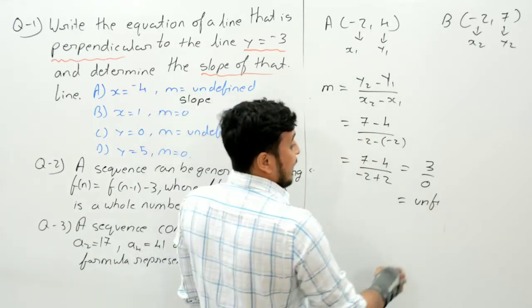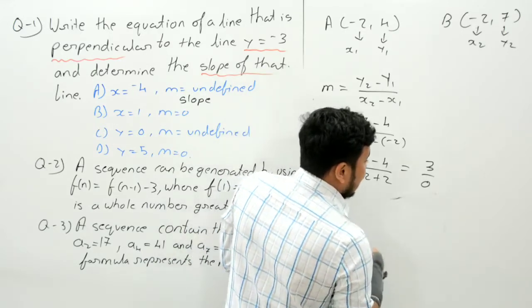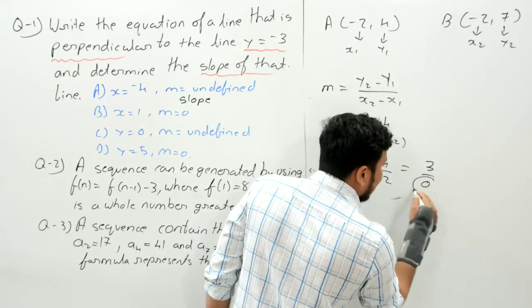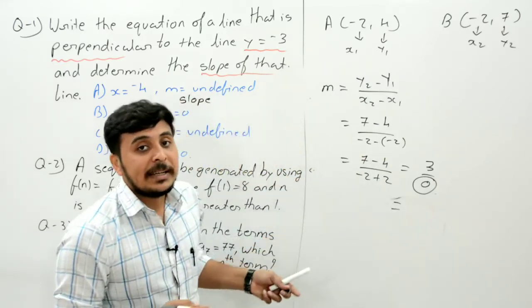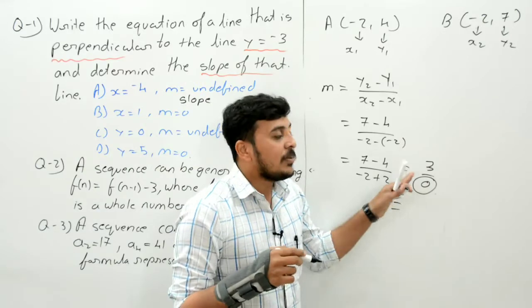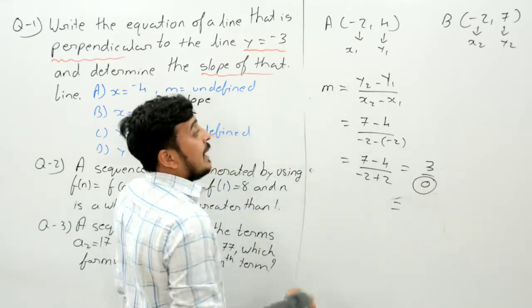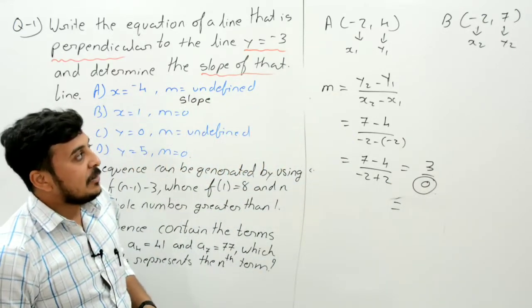So what do we mean by undefined? Undefined means its denominator is 0, so we call it undefined. It cannot be found. We cannot find the value of this. Here the slope is undefined.